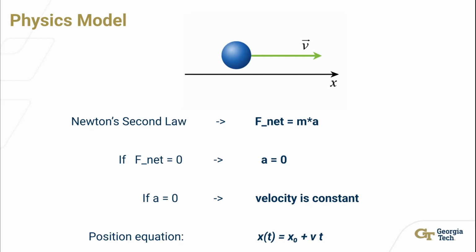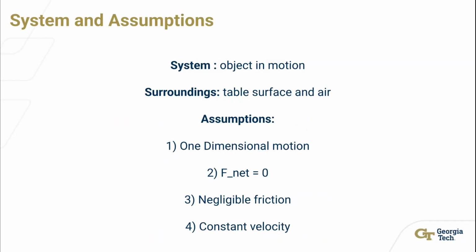The physics model we'll be using for this experiment involves an object moving with a constant velocity in direction x. Newton's second law states that the net force is equal to mass times acceleration. If this net force is zero, then the acceleration is zero. And if the acceleration is zero, then the velocity of the object is constant. The position equation we'll be using will be x at time t equals initial x, which is the position, plus velocity times time.